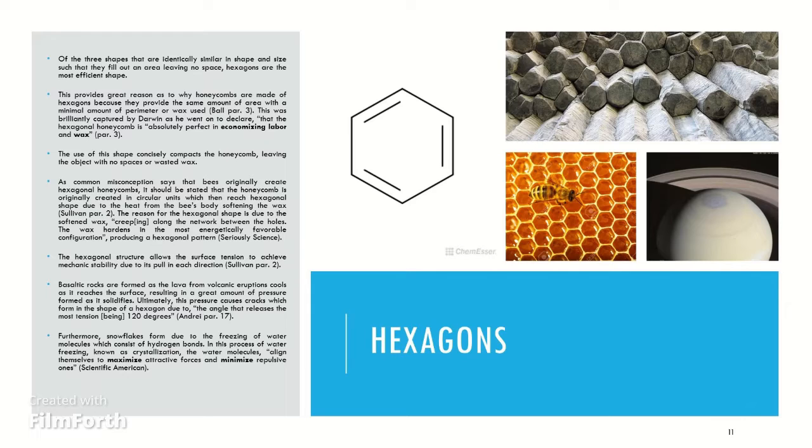It should be stated that the honeycomb is originally created in circular units, which then reach hexagonal shape due to the heat from the bee's body softening the wax. The reason for hexagonal shape is due to the softened wax creeping along the network between the holes. The wax hardens in the most energetically favorable configuration, producing a hexagonal pattern. The hexagonal structure allows the surface tension to achieve mechanic stability due to its pull in each direction.